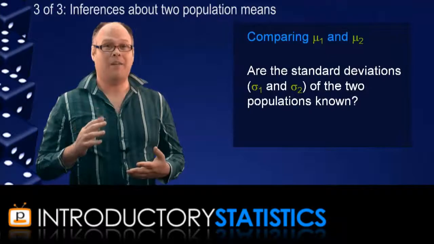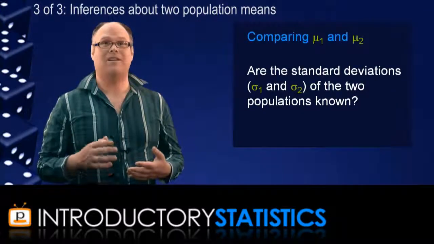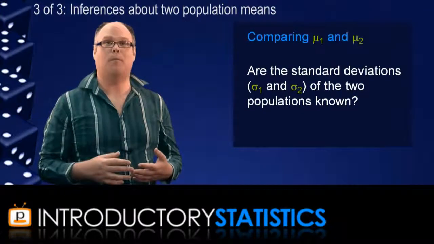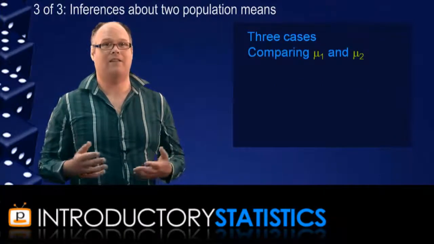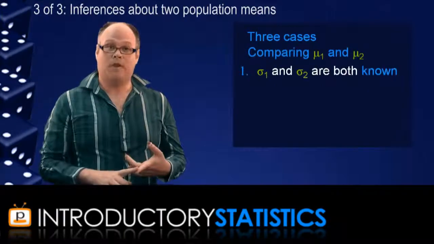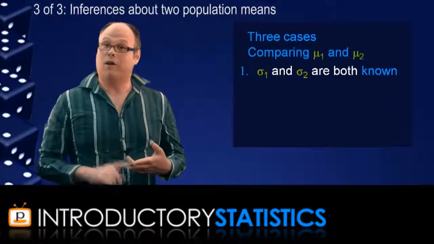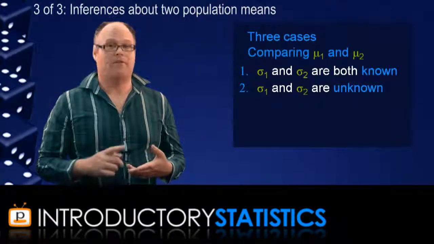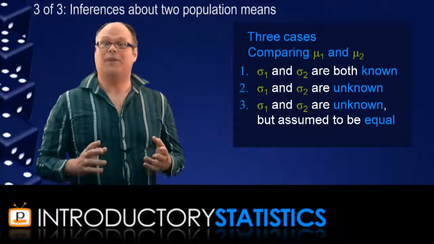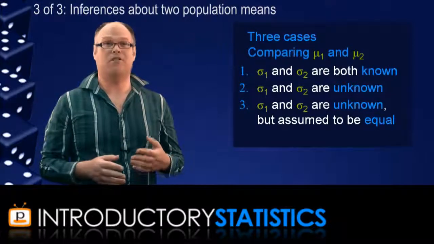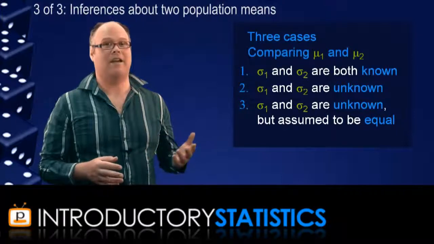And the interesting thing about comparing two means is that, similarly to when we were looking at just one population mean, our method is going to depend on whether the two standard deviations of the two underlying populations are known. Now, there are actually three separate cases. Either we assume that they're both known, or we don't assume that they're both known, that's actually the most realistic option, or we don't assume they're known, but we do assume that they're equal. So for pretty much the rest of this video, I'll be talking about those three cases.